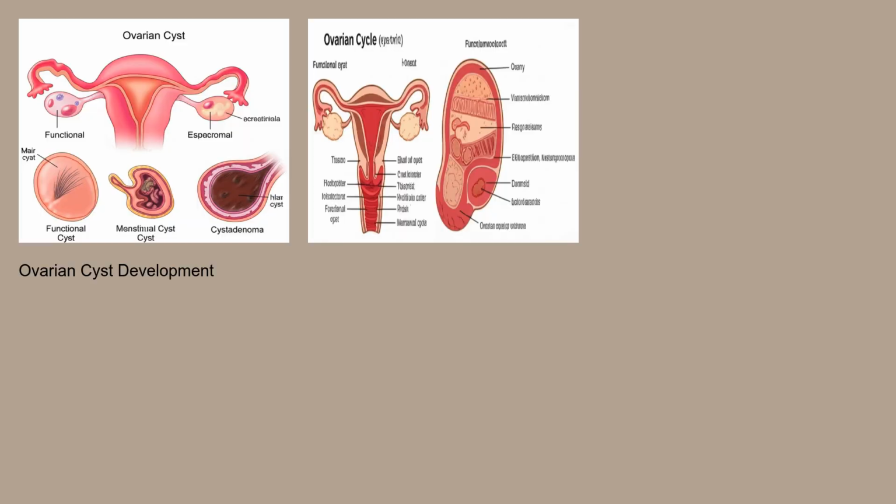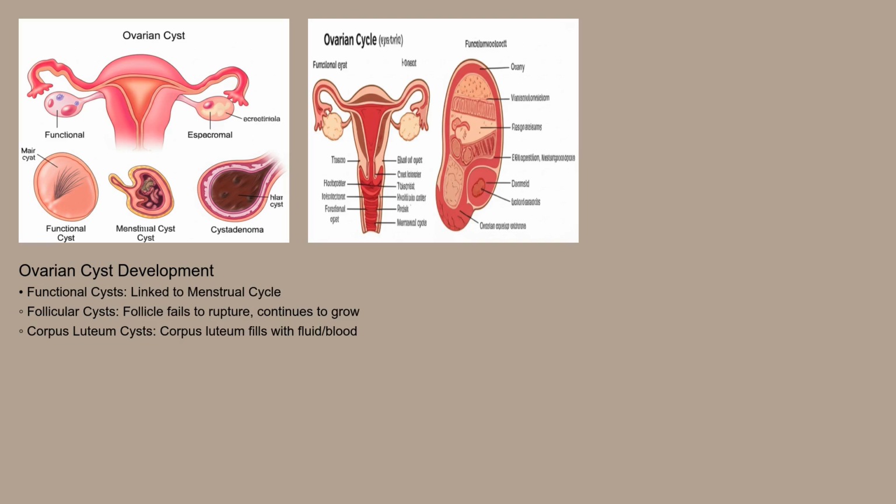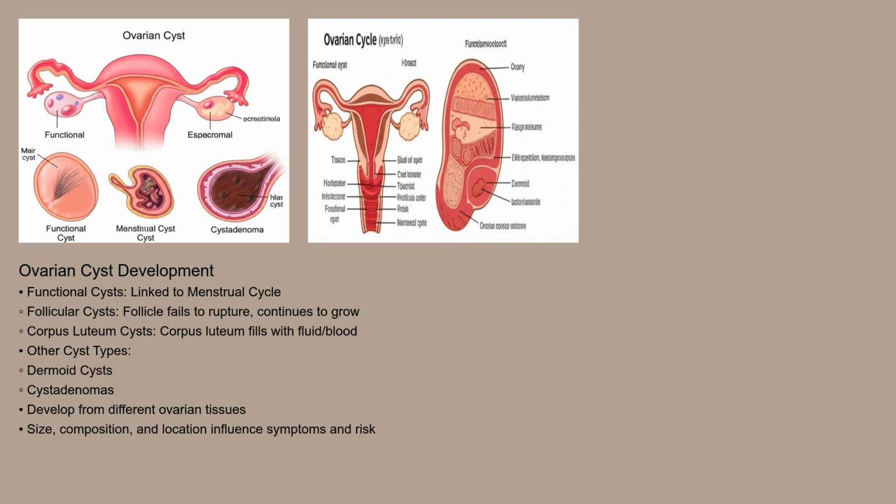Let's break down the development of ovarian cysts. As we mentioned, functional cysts are often linked to the menstrual cycle. Follicular cysts arise when the follicles rupture and release an egg, continuing to grow. Corpus luteum cysts occur when the corpus luteum, which forms after egg release, fills with fluid or blood. Other types of cysts, like dermoid cysts or cystadenomas, develop from different ovarian tissues and have distinct growth patterns.